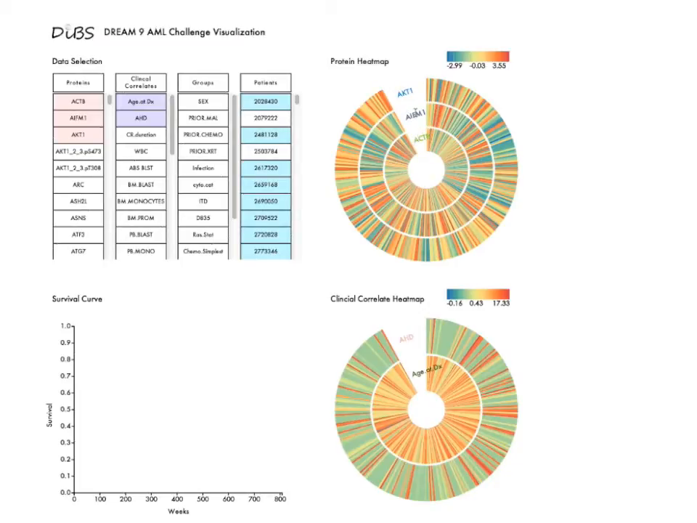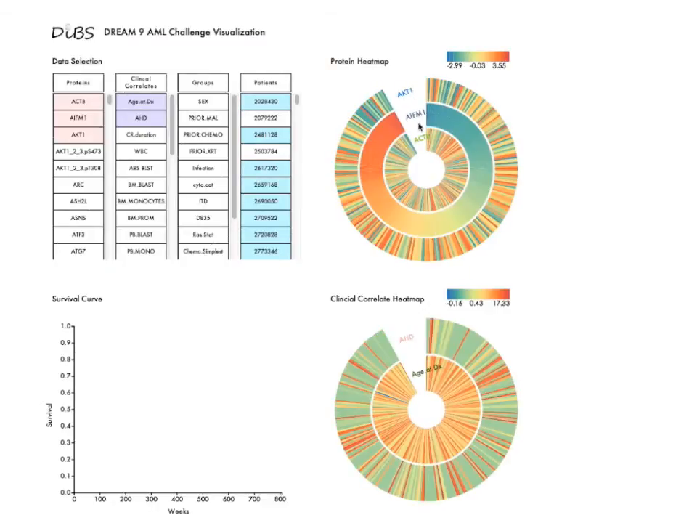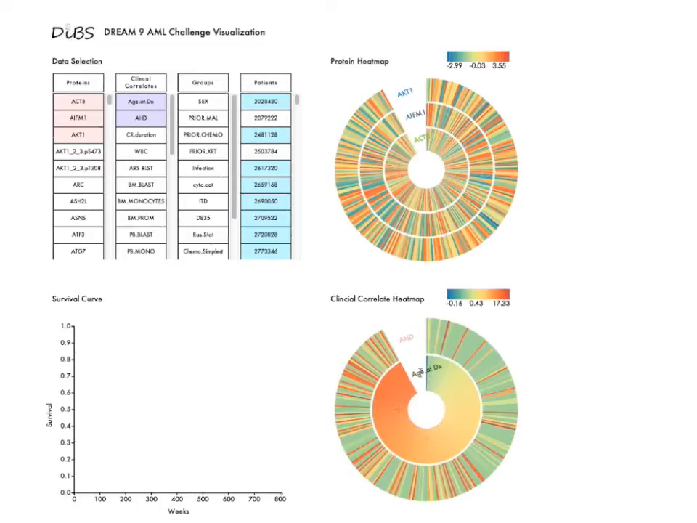In the top heat map, the 3 proteins I selected are displayed radially for each patient or spoke. The color for each variable represents the level from low, dark blue, to high, bright red. To organize by a specific protein, simply click on its title. The bottom heat map works similarly. It displays what I selected as clinical correlates. Age of diagnosis and prior antecedent hematologic disorder are displayed. To organize by age of diagnosis, I click this name.